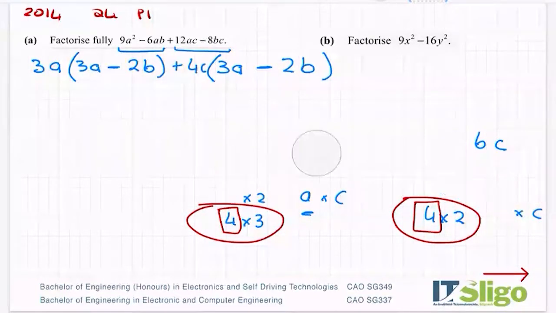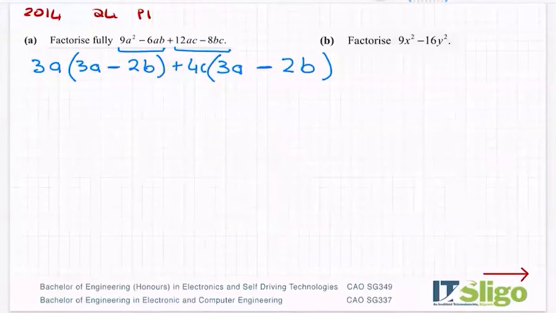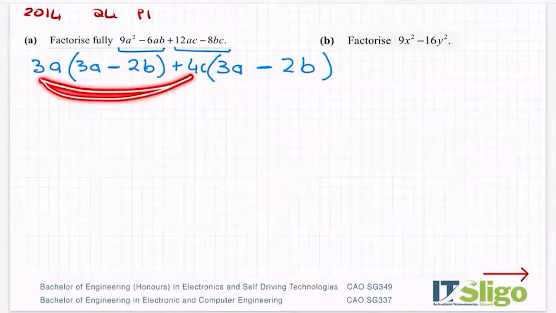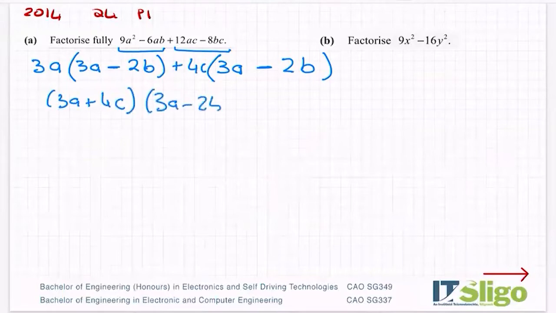Okay, so again, that bit normally gets done in the head. How do you know you're right? Well, you know you've taken out the highest common factor and you're right when these two brackets are the same. They have the same terms, they have the same sign. So what you do then is you group these two together into one bracket, 3a plus 4c, and then you write down the other bracket once. And that's it done. That's grouping. So full marks for that particular part.